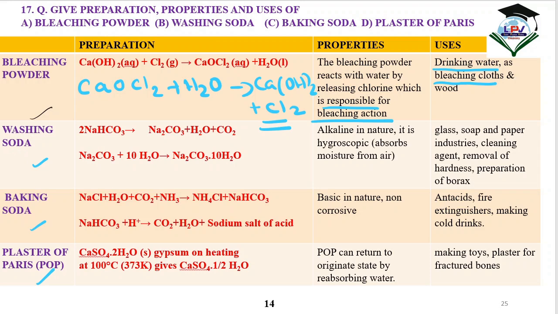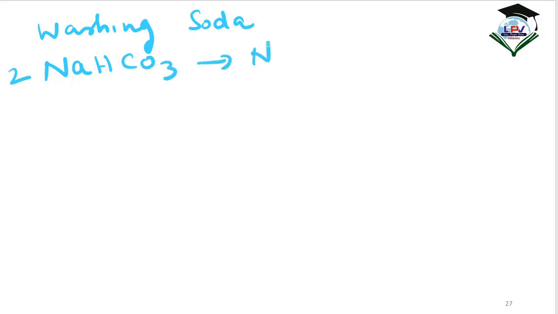Washing soda can be prepared by treating sodium bicarbonate. When it is heated, it gives sodium carbonate, water, with liberation of carbon dioxide. When you take the washing soda, which is used for laundry purposes, as I told you, it is prepared from sodium bicarbonate. It gives sodium carbonate.